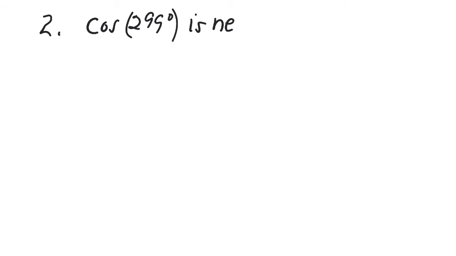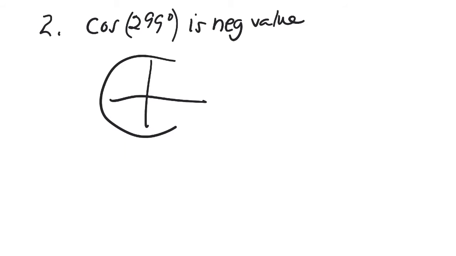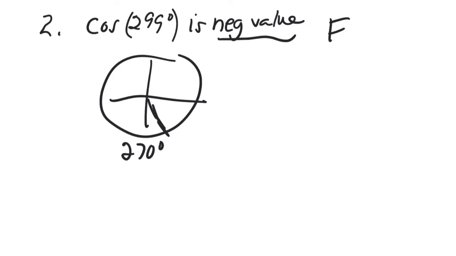The second question was, is the cosine of 299 a negative value? It's a true or false question. And all I have to do is figure out what quadrant I'm in. Well, 299 degrees is beyond 270, and so you're somewhere in the fourth quadrant. Cosine in the fourth quadrant is a positive number, so this is a false statement.